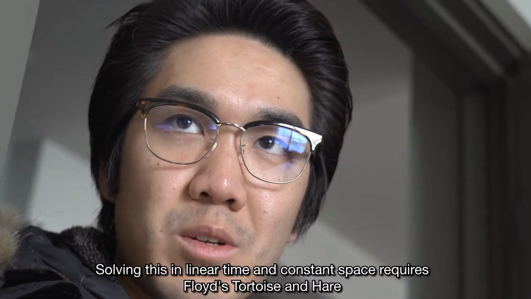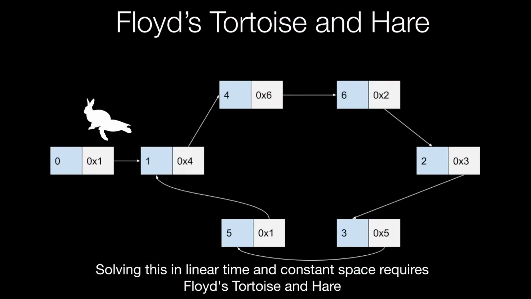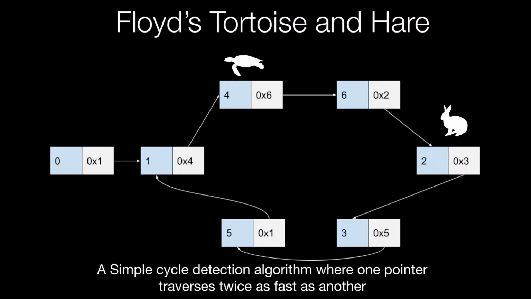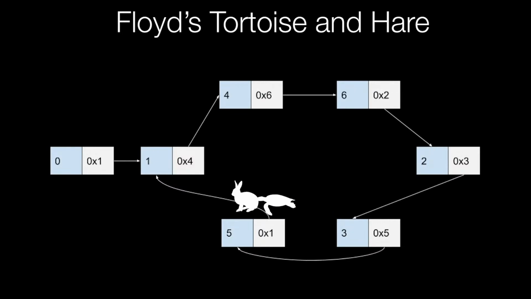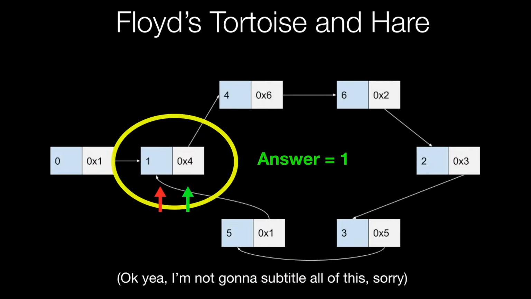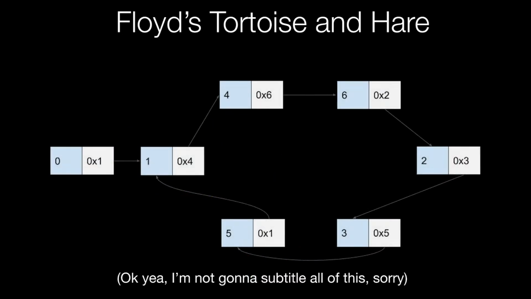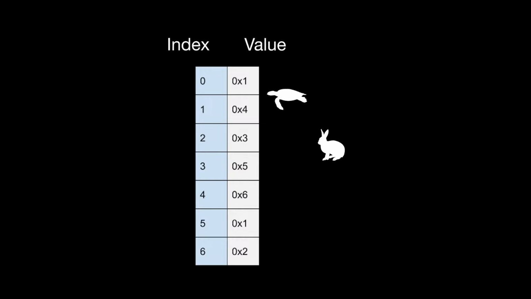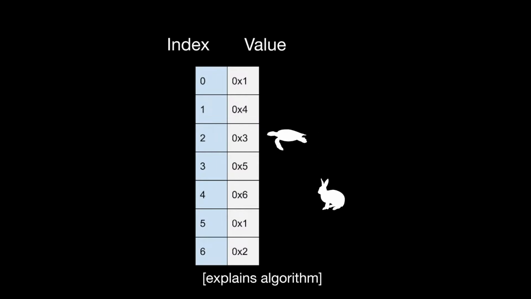Solving this in linear time and constant space requires Floyd's tortoise and hare, a simple cycle detection algorithm where one pointer traverses twice as fast as another, and once they meet, you can trace back to the point where the cycle began. In our case, the values of the array are like pointers, pointing to indices of the array, which are like nodes. Because each number is from 1 to n, each value will have to point to a valid index, and since there's a duplicate number, there will be a cycle. Find that cycle, and you will have your answer.